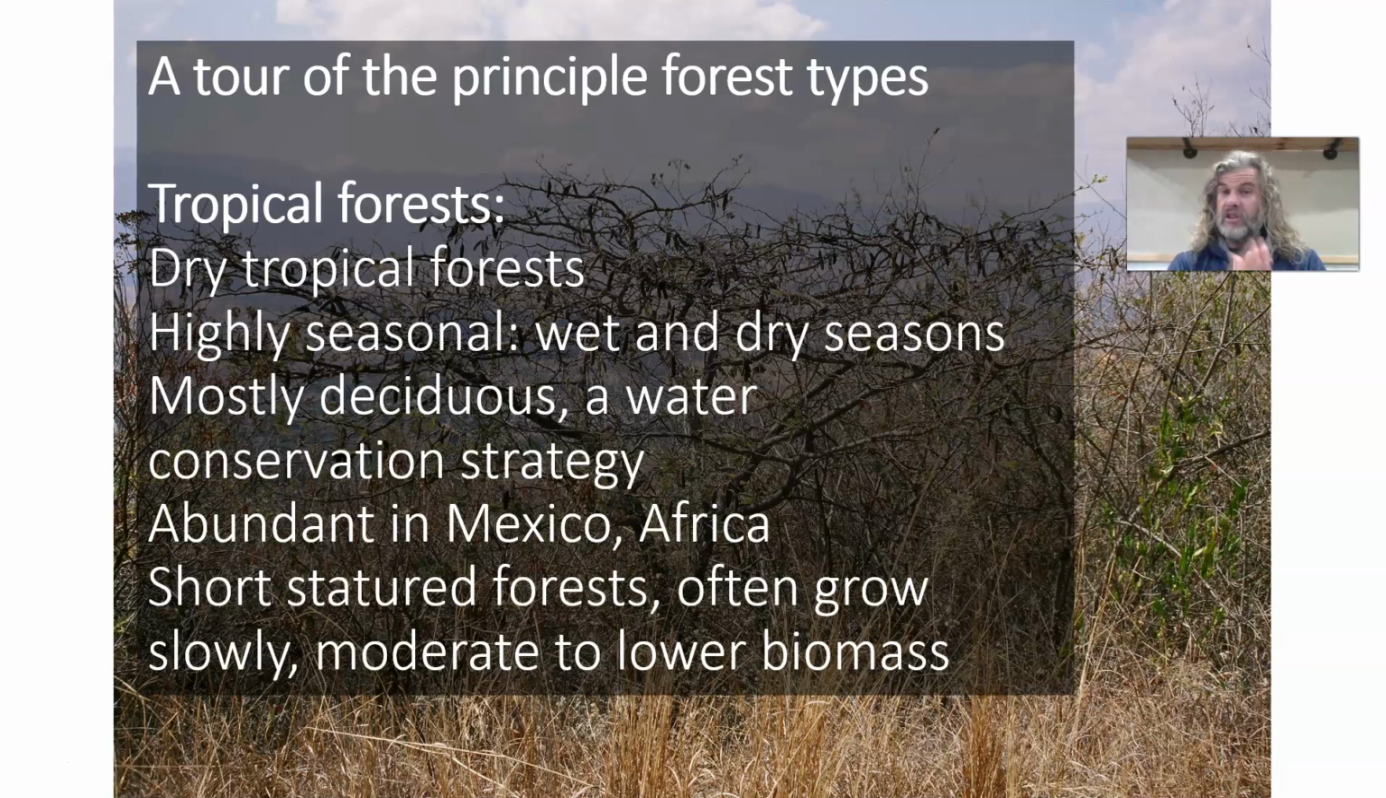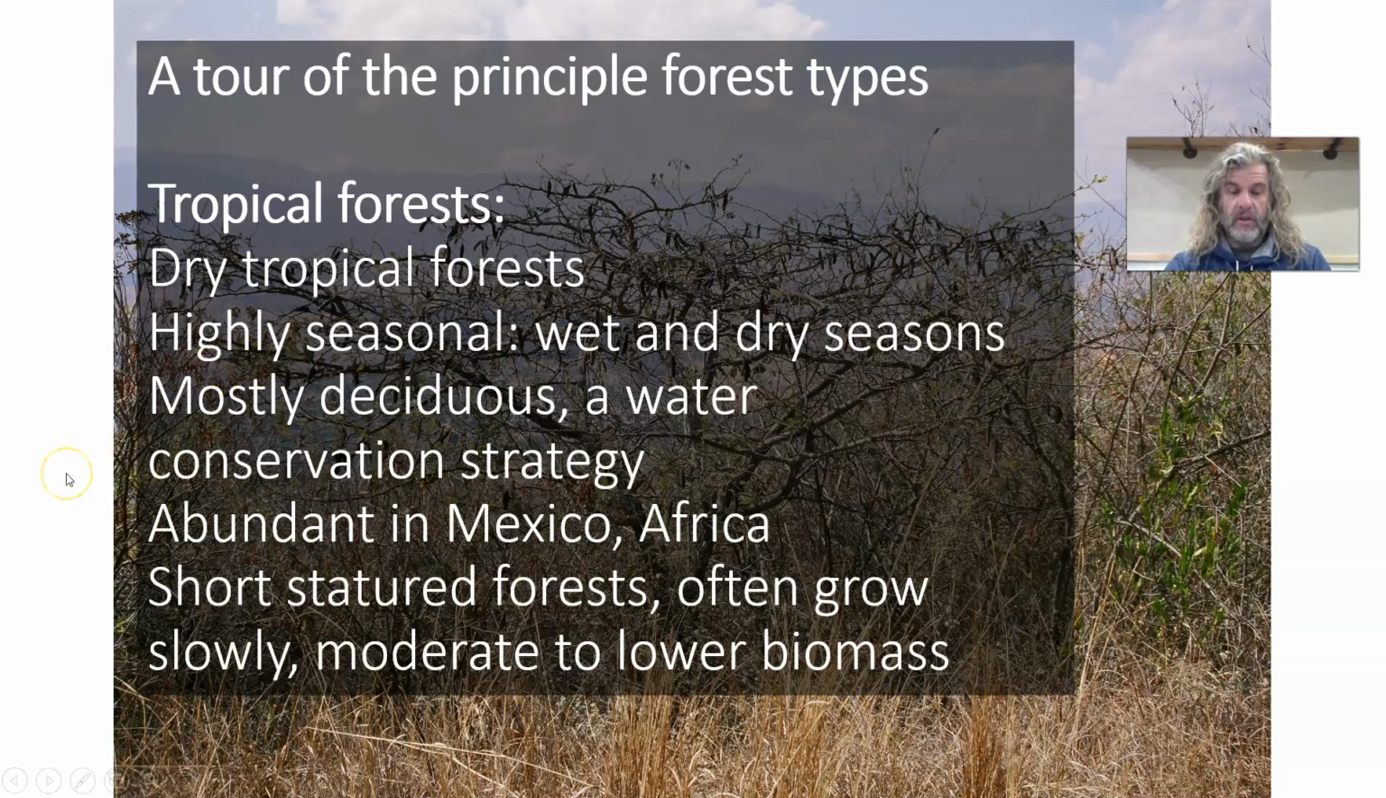As a result, most of the trees are deciduous. They lose their leaves at some point, and in these forests, this is a water conservation strategy. These forests are abundant in Mexico. They're a really distinct part of the landscape there, of the landscape of the nation, as well as abundant in Africa, and elsewhere in the world. They're often relatively short-statured forests that grow slowly, that end up with kind of a moderate to low biomass.